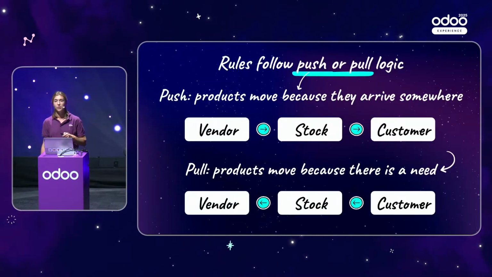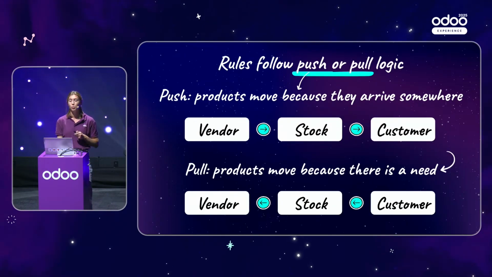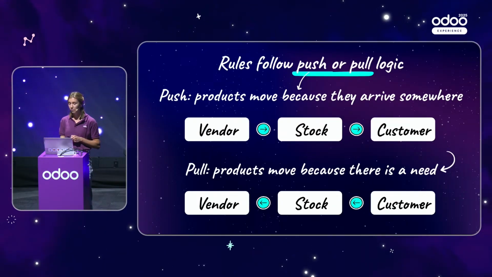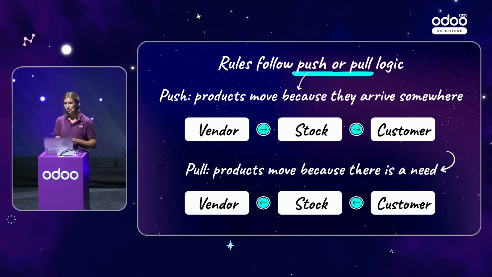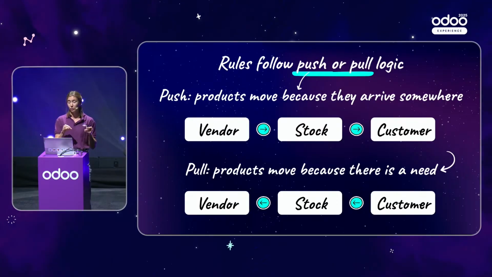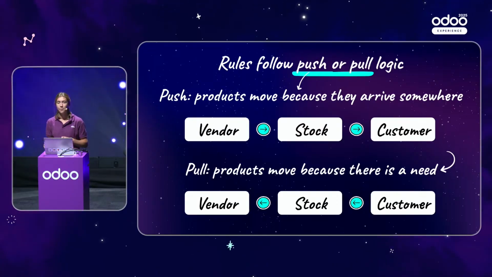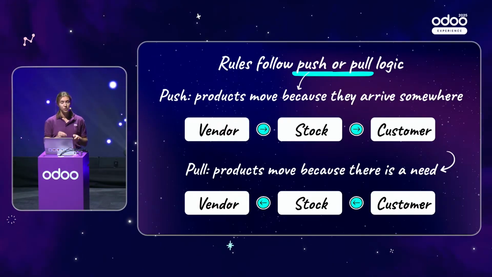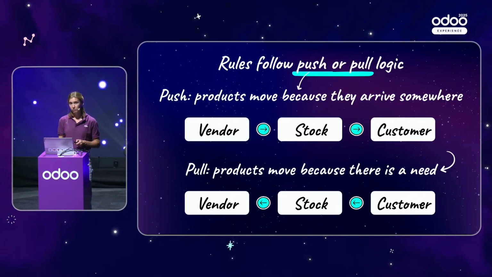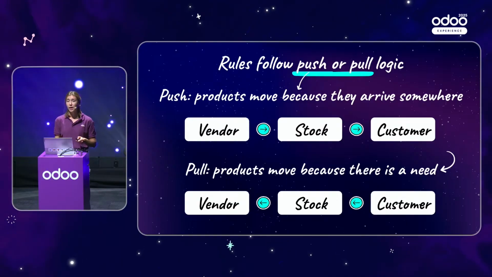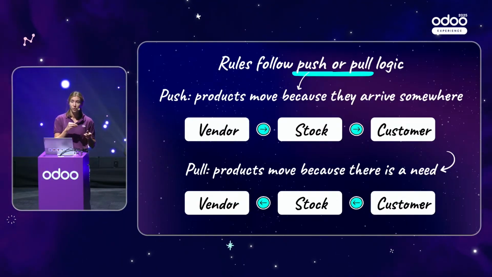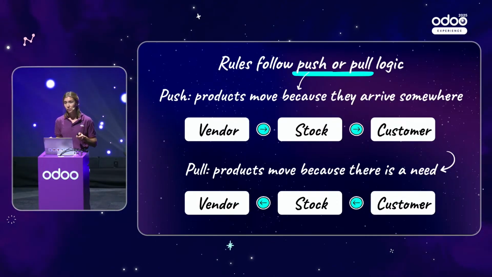Now, the first concept to understand is that rules follow pull or push logic. Push means that products move because they arrive at a location. So my products arrive at the receiving area, and they are pushed to the storage. Okay. Then pull means that products move because there is a need, like a sale order. A customer buys something, and products are pulled from the stock to the customer to fulfill this need.